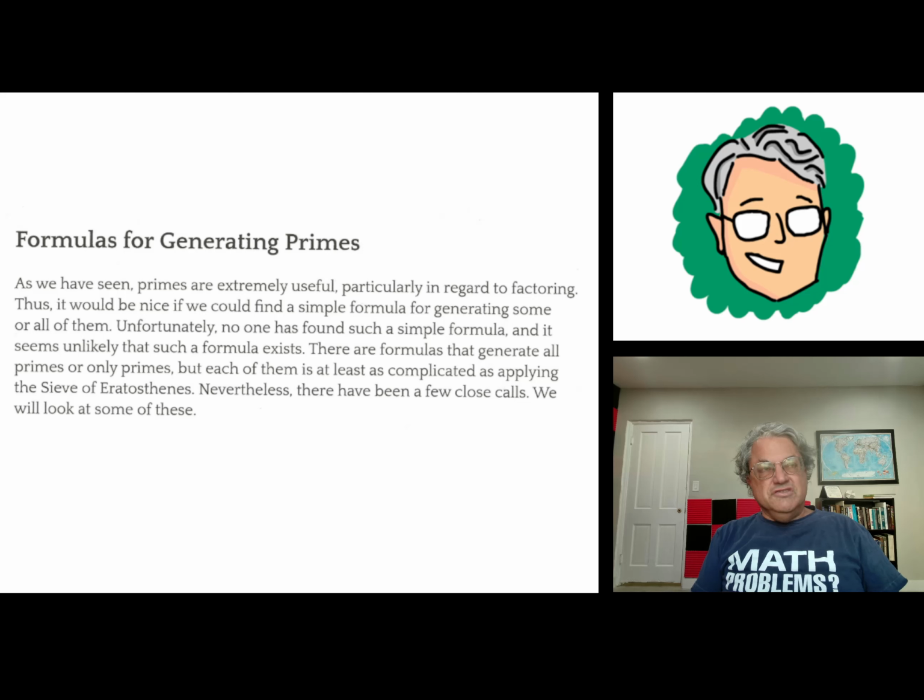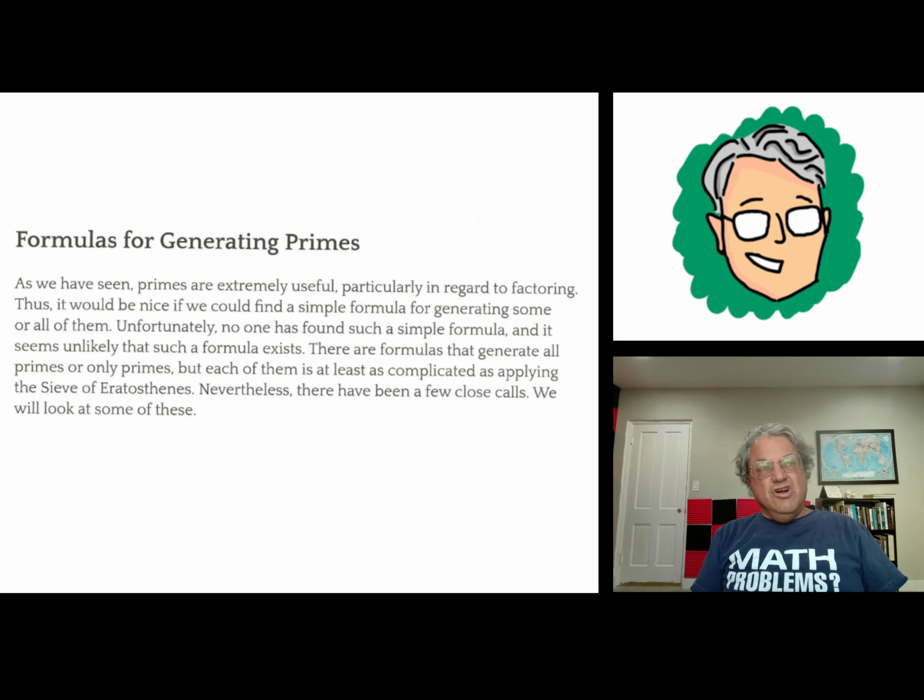We could just plug in some value of n, and f of n is always a prime. Maybe it would generate all the primes, maybe just some of them. I guess the ideal formula would be one that would generate every prime for some value of the input. And if we can't do that, maybe just some of them. And nobody's found such a formula. I mean, that's not quite true. There are formulas for generating primes, but they're very complicated formulas.